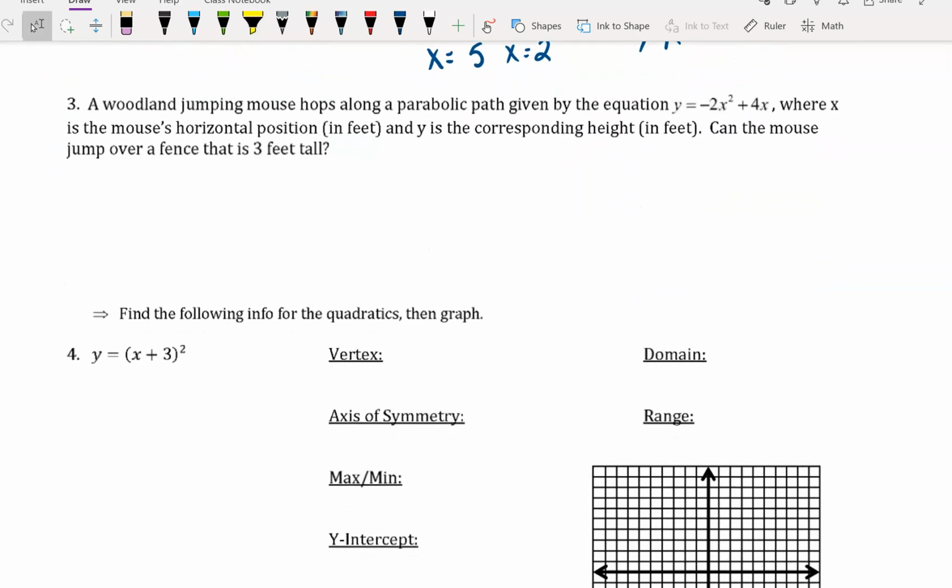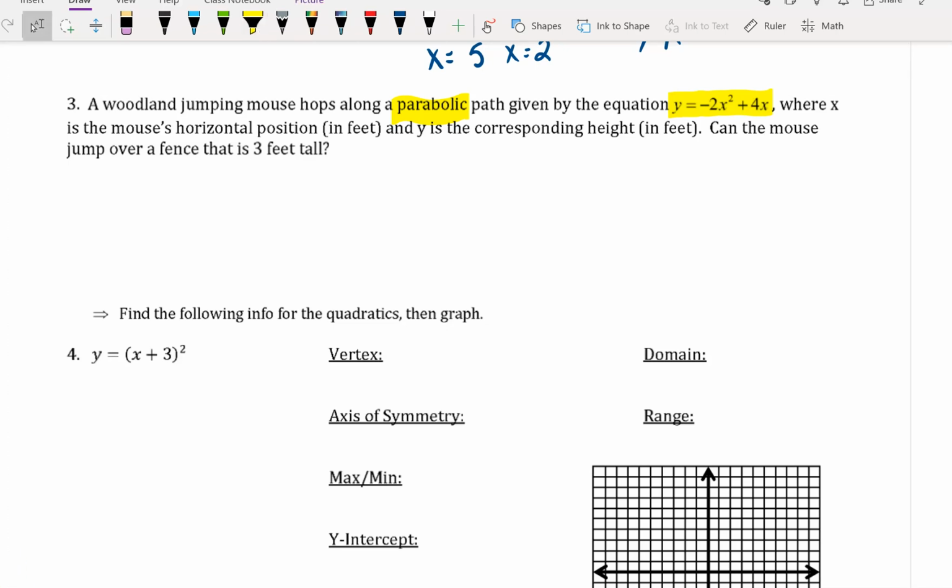All right, a woodland jumping mouse hops along a parabolic path, which just means it's a parabola, a U shape, given by the equation, highlight that equation, where x is the mouse's horizontal distance in feet and y is the corresponding height in feet. Can the mouse jump over a fence that is 3 feet tall?